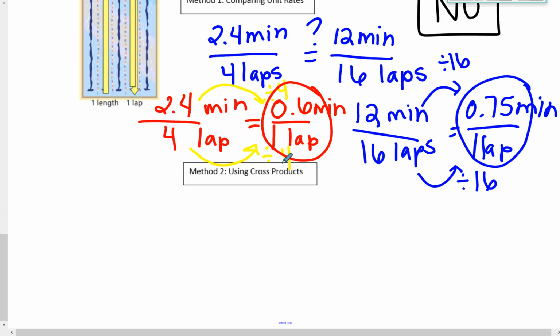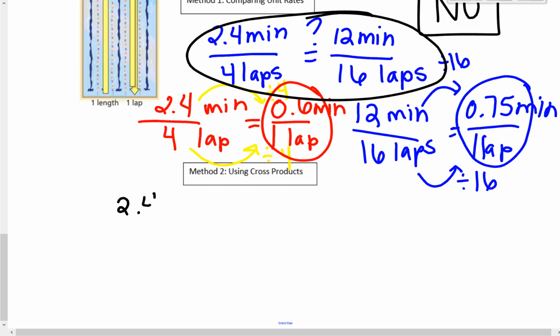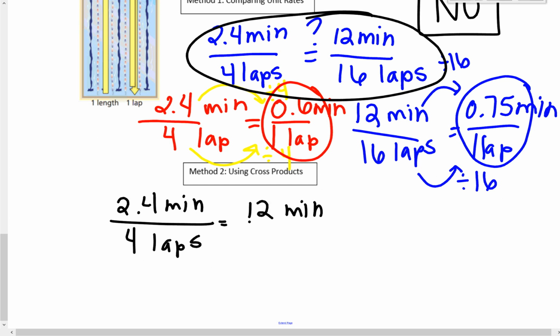All right, so the first thing we're going to do is set it up the same way we did up here. So we have 2.4 minutes over 4 laps, and I have 12 minutes for 16 laps. And I'm making sure that if I have minutes on top over here, I have minutes on top over here. Same with laps on the bottom here and laps on the bottom here. We are going to use our cross products.